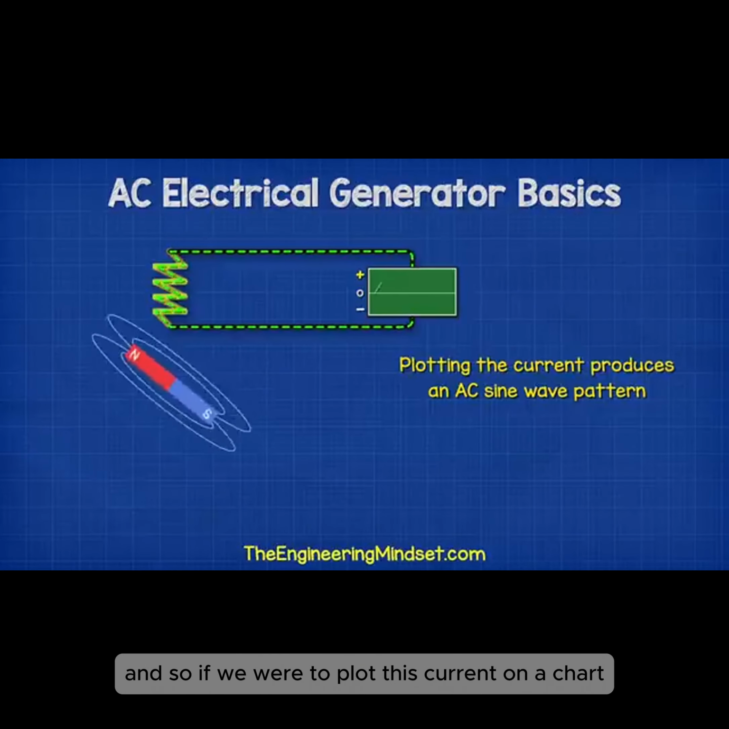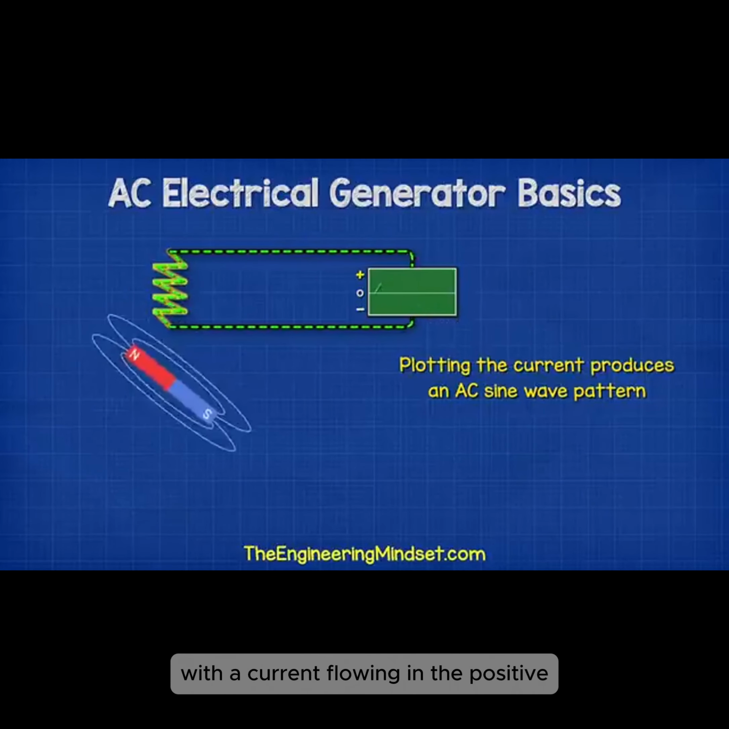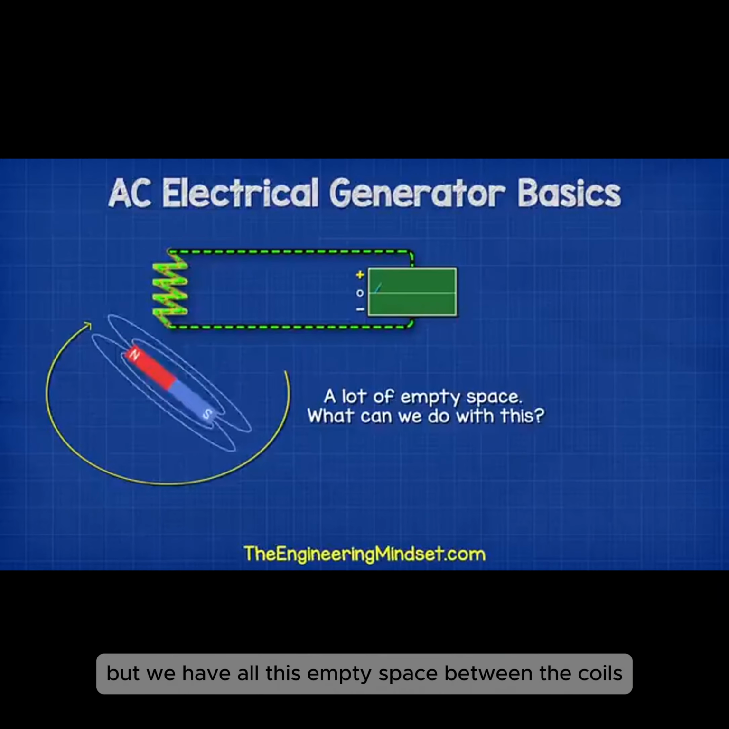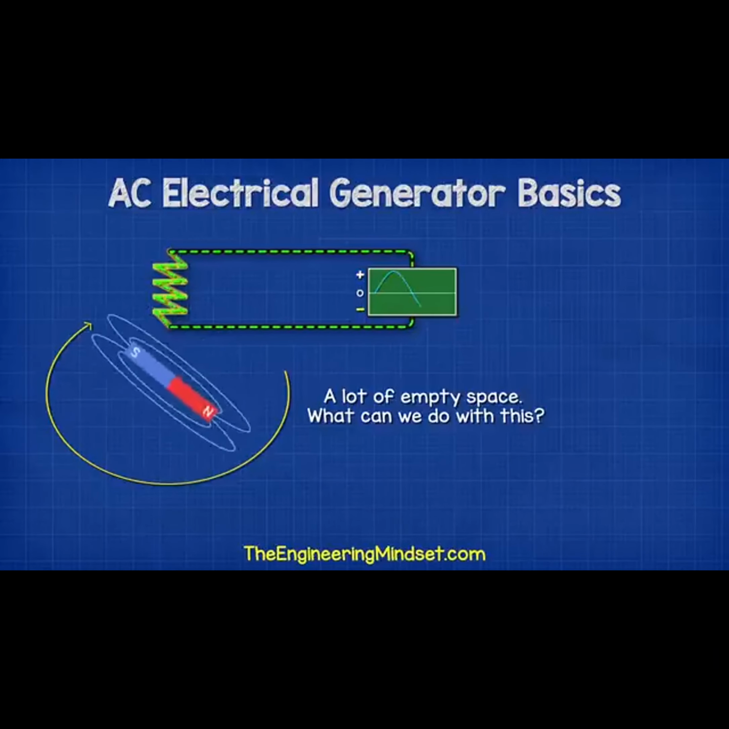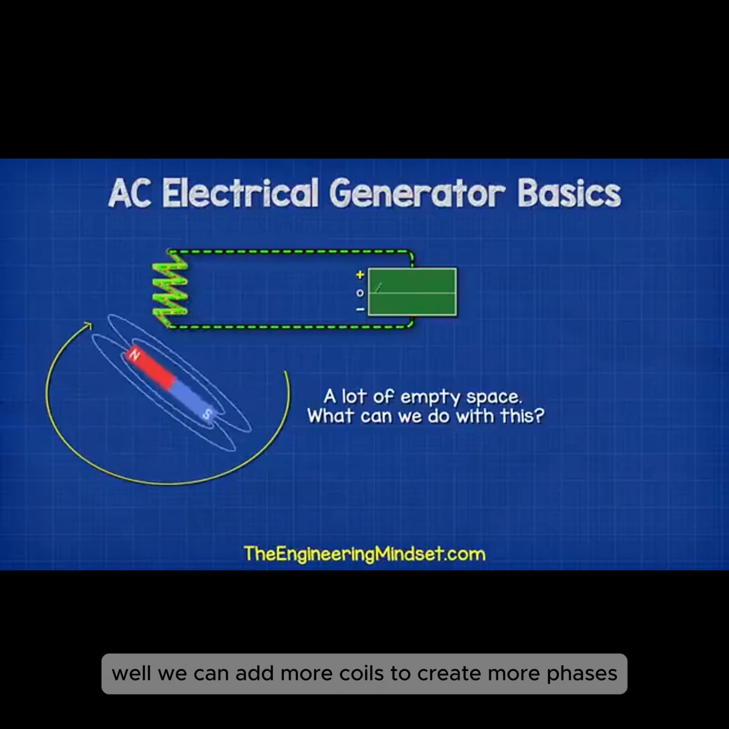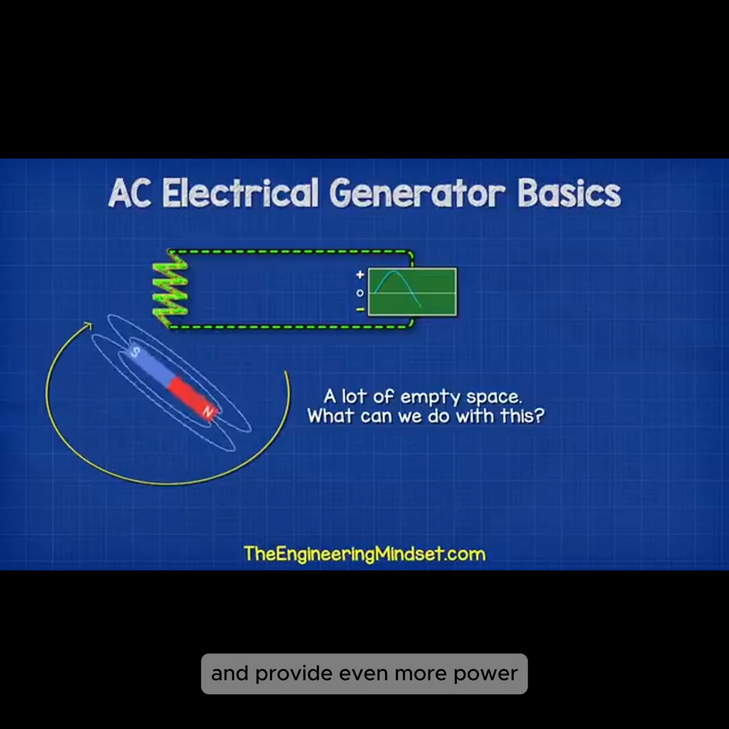And so, if we were to plot this current on a chart, we would get a sine wave with current flowing in the positive and the negative region. This setup gives us a single-phase AC supply, but we have all this empty space between the coils, which seems to be a bit of a waste. So what can we do with all the space? Well, we can add more coils to create more phases and provide even more power.